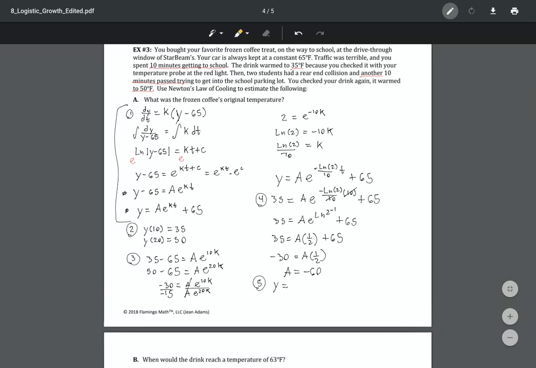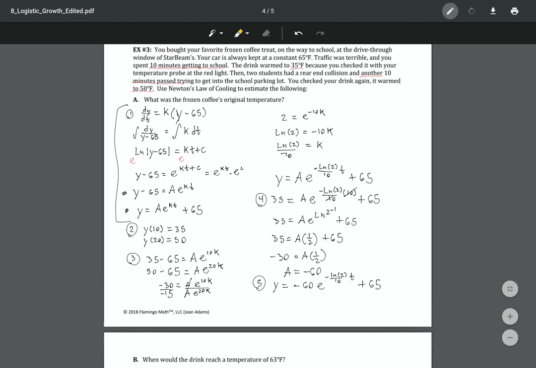my temperature, or at least this formula, is negative 60 e to the power of negative natural log of 2 over 10 times t plus 65. Okay, so that's really the hard part.